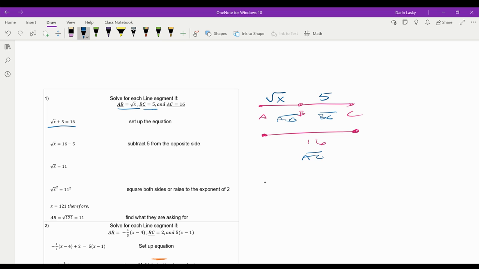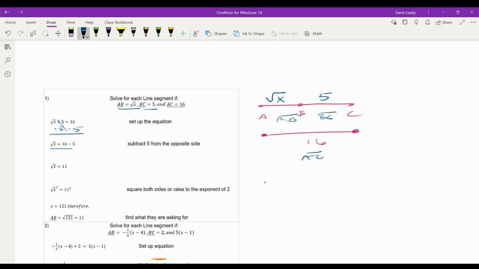Now, what I do for you guys is I don't do this because it's a lot of extra work. You can if you want, but that's how I got to this point right here because those cancel. Just remember, if you subtract 5 from this side, you're going to subtract 5 from that side, and this is the equation that you get right here. Okay? So once we work through that piece of information, we get 16 minus 5, which is 11.